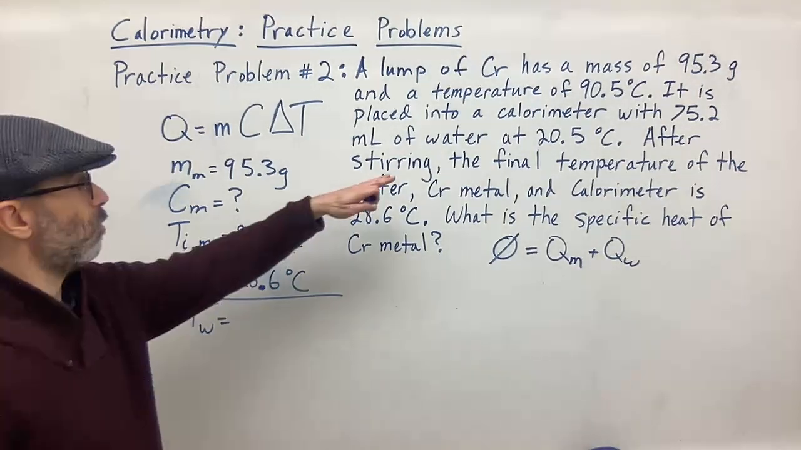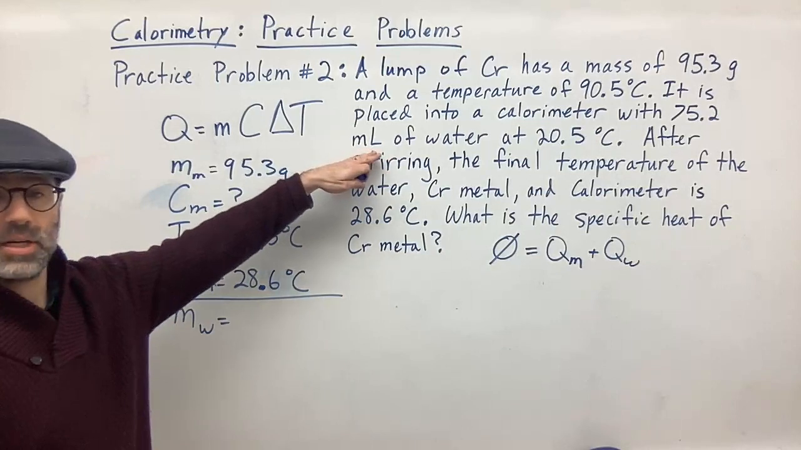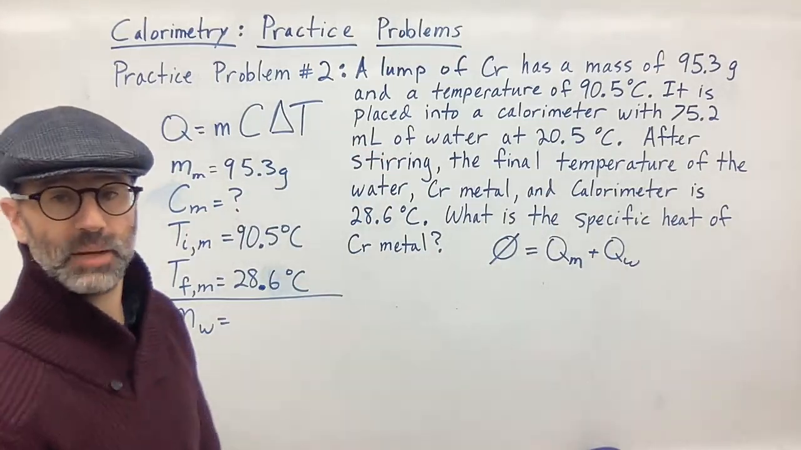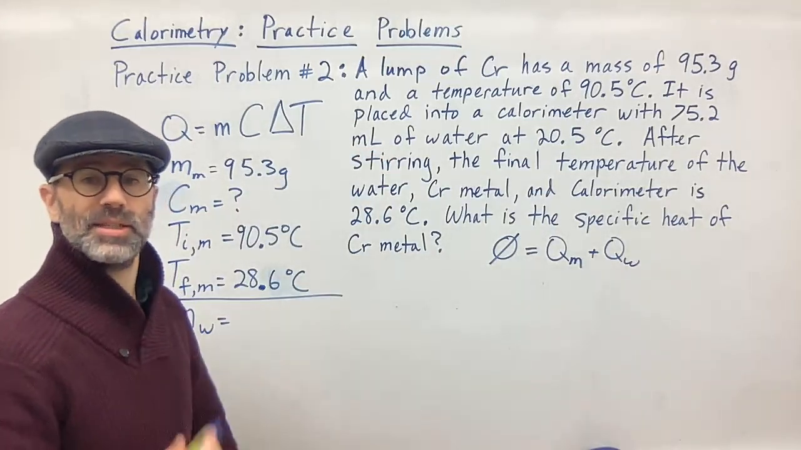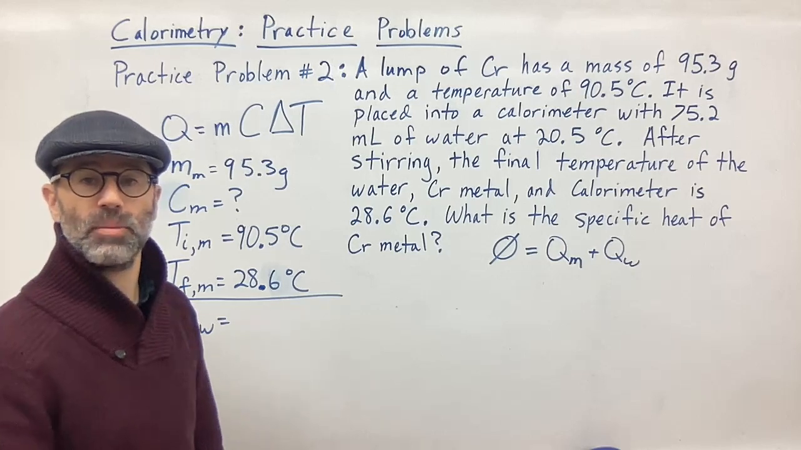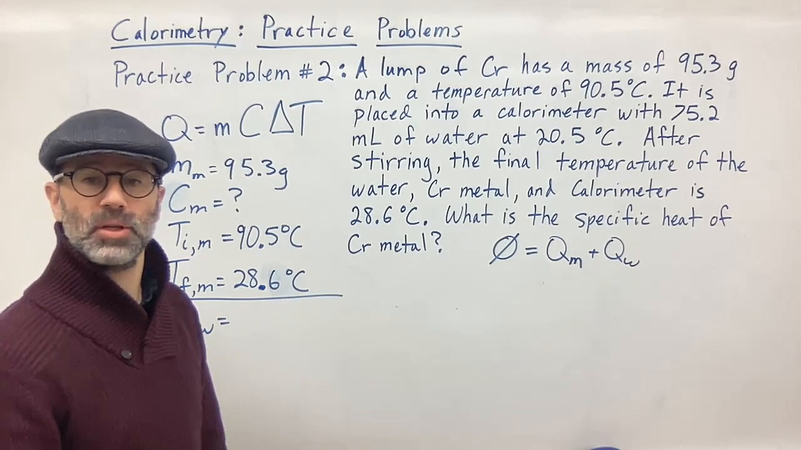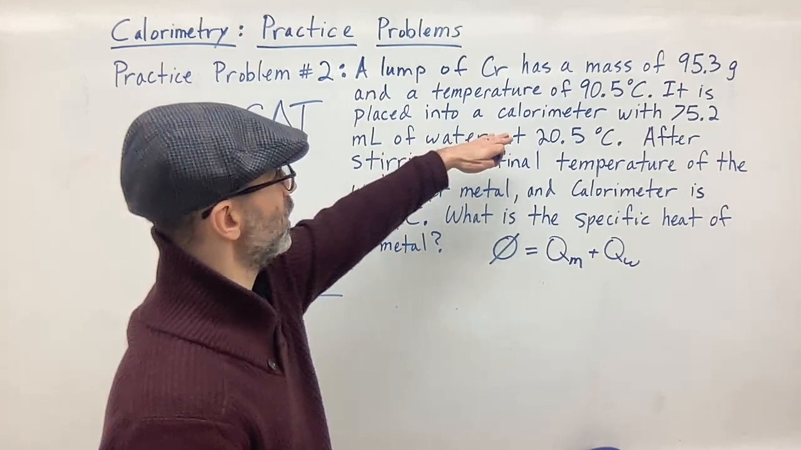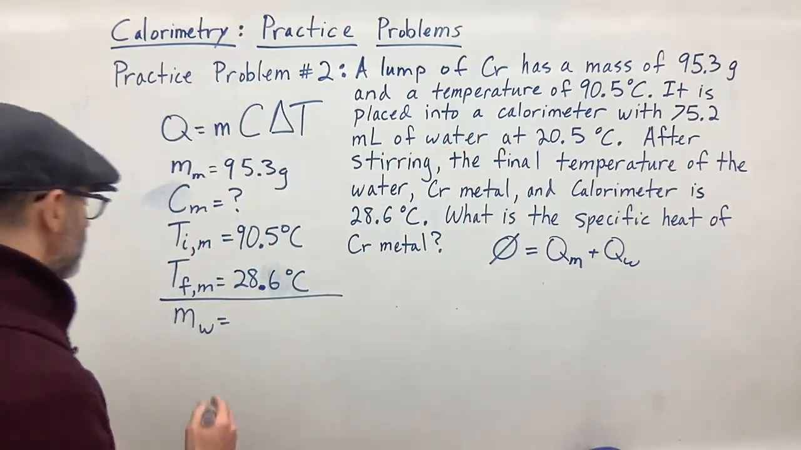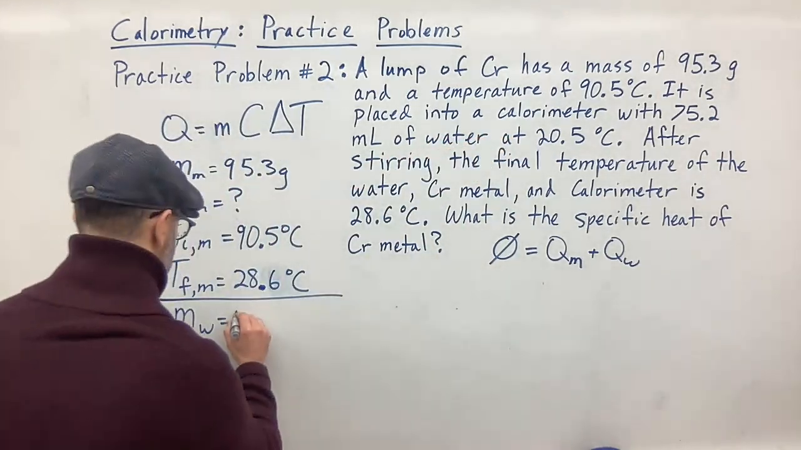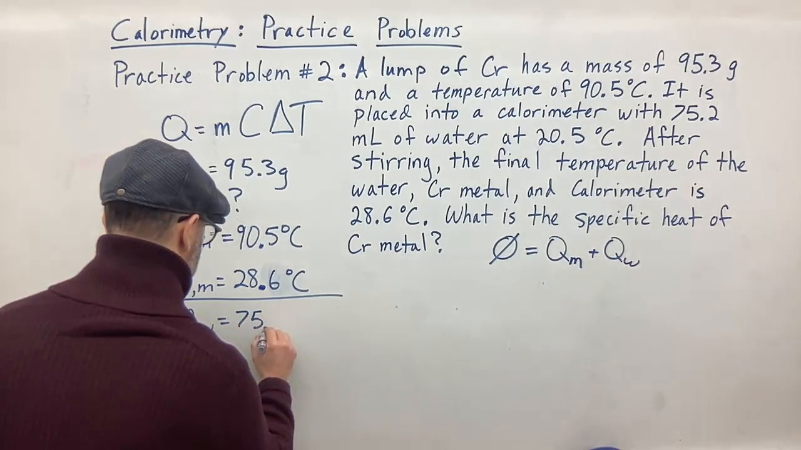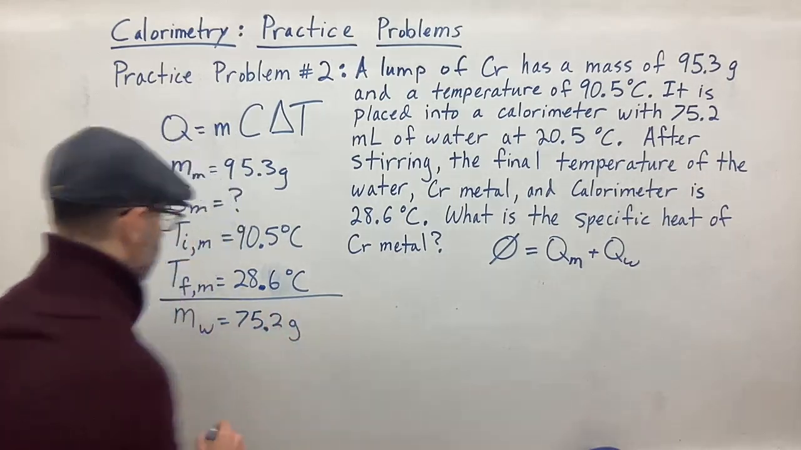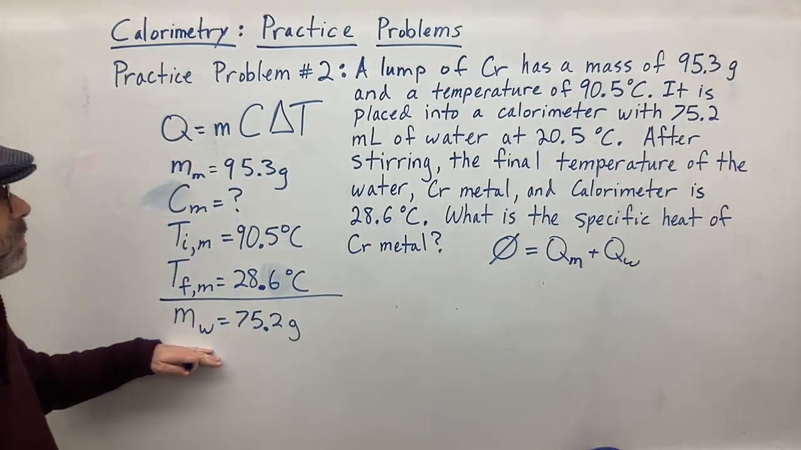So as we were told before, the volume of the water in milliliters is going to be the same as the mass in grams, because the density is 1 gram per milliliter. 1 gram is equal to 1 milliliter of water. So if we're given 75.2 milliliters, that's the same as 75.2 grams of the water.